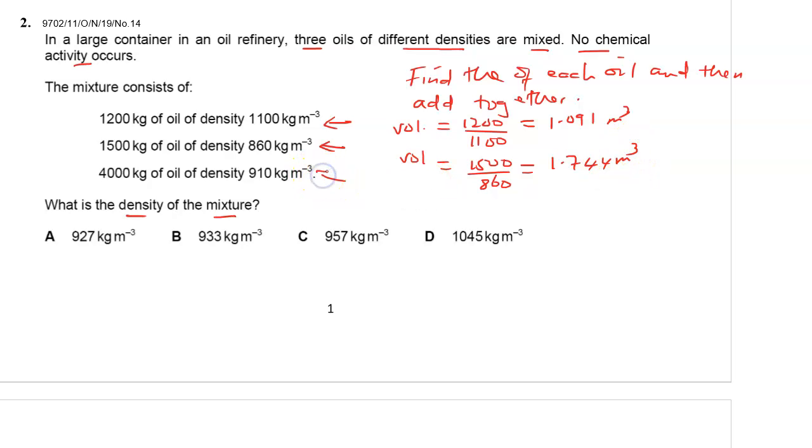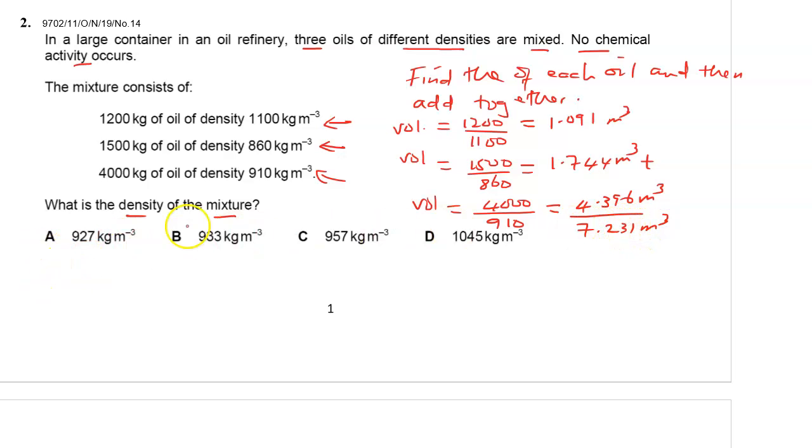Then for the last oil, volume will be mass 4000 divided by the density, which is 910. You get the volume of 4.396. If you add all this together, if you add the 3 volumes together, then you should get 7.231 meters cubed. That is the volume of the 3 oils.